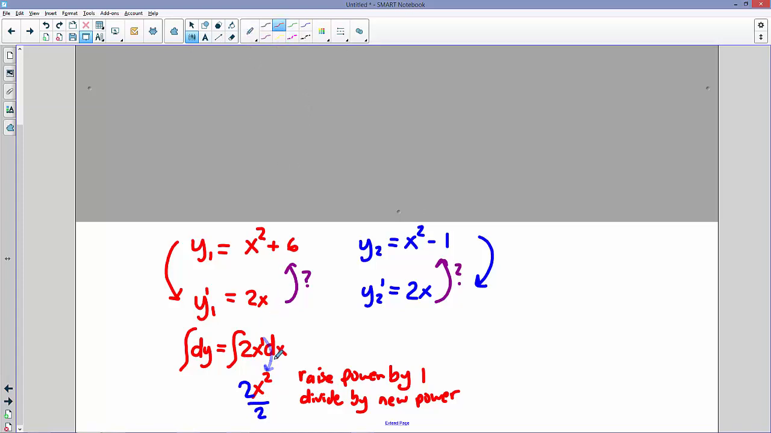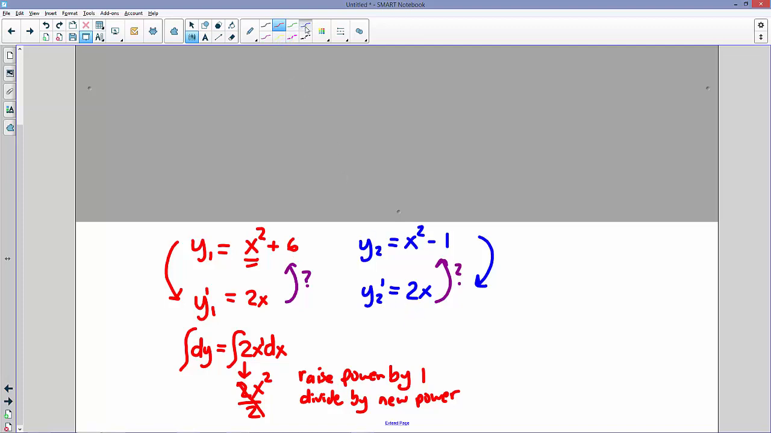So what happens? We raise the power by 1. This 2 is still here, of course. And then we divide by 2, and what do you get? You get x squared, which is what we kind of knew was going to happen, except for one small detail, which is we don't know there's a plus 6 here.